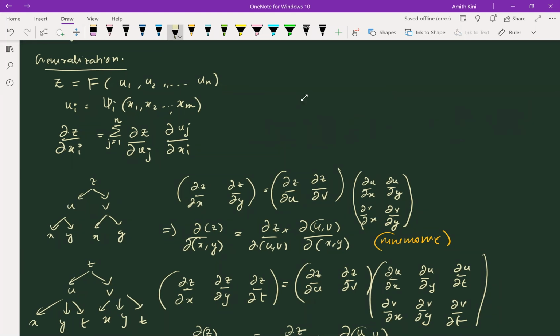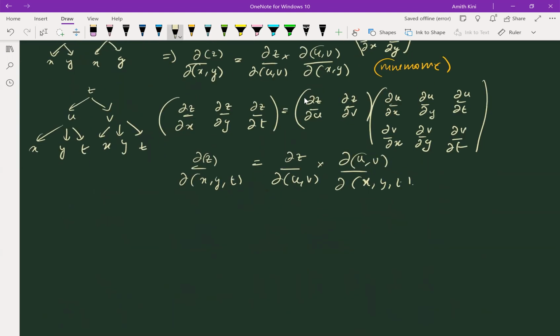So actually in the summation notation, you would write this like this. In the summation notation, you would write this as del z by del uj times del uj by del xi. You don't have to write this sigma, and you see very clearly that these are contracted indices and you have to sum over them. Okay, so the sum is over j.